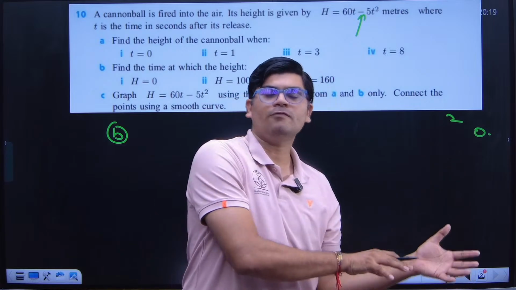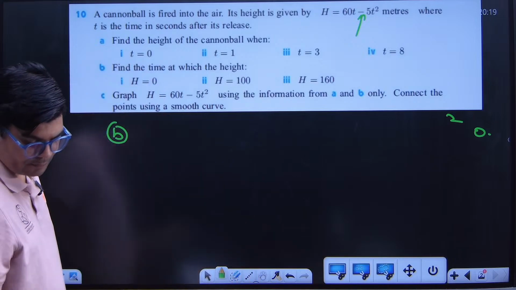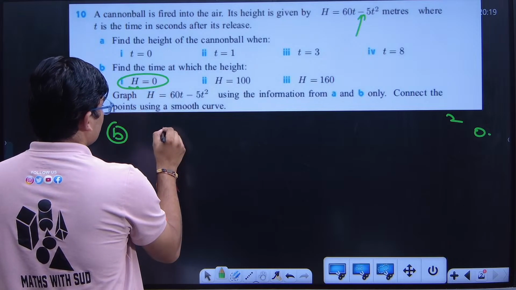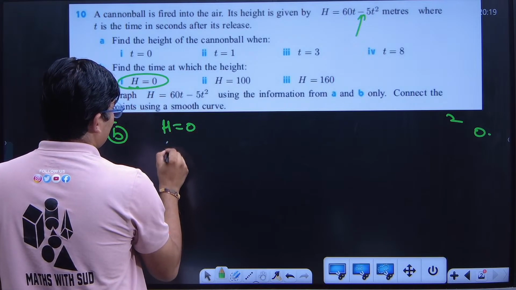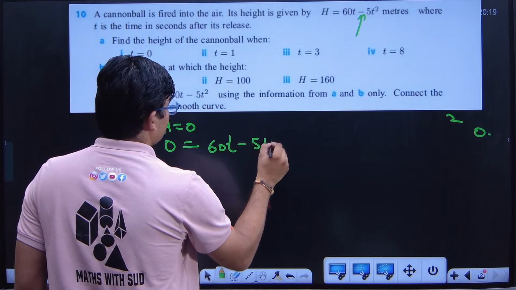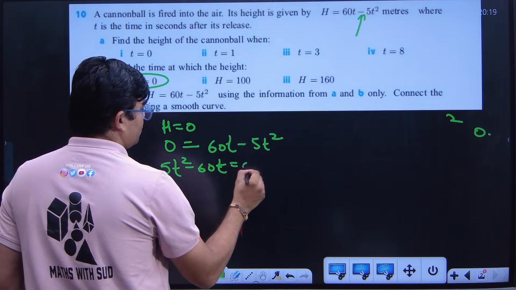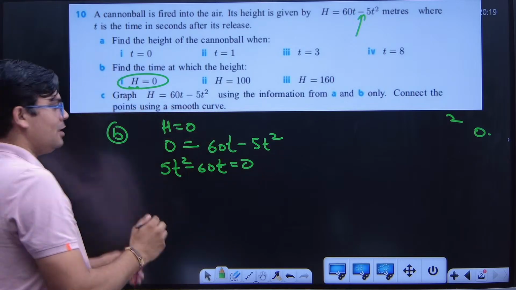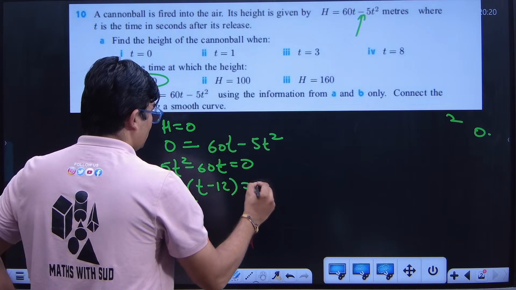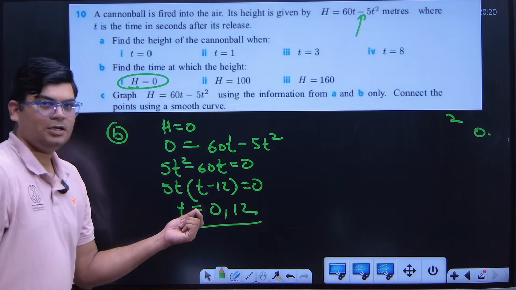So all the parts of the equation from the left hand side, you have to bring to the right side. They are asking for h is equal to 0. So when h is equal to 0, the equation will be 0 is equal to 60t minus 5t squared. So you will write 5t squared minus 60t is equal to 0. I brought everything on this side, so I can take 5t common. In bracket I will write t minus 12 is equal to 0. So t will be equal to 0 or 12. T is either 0 or 12 seconds.